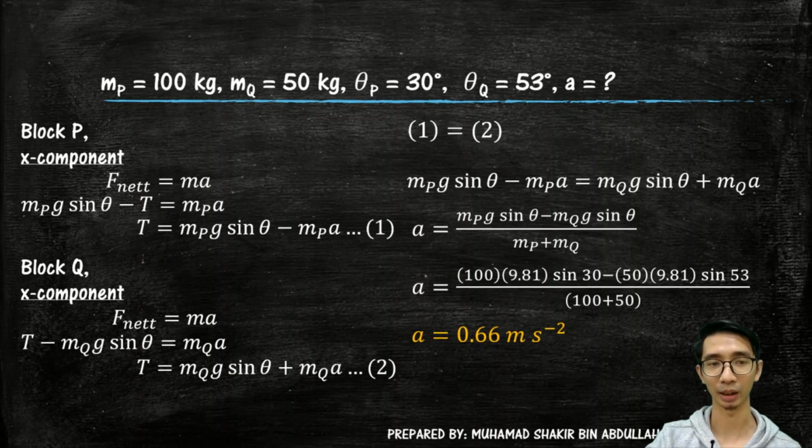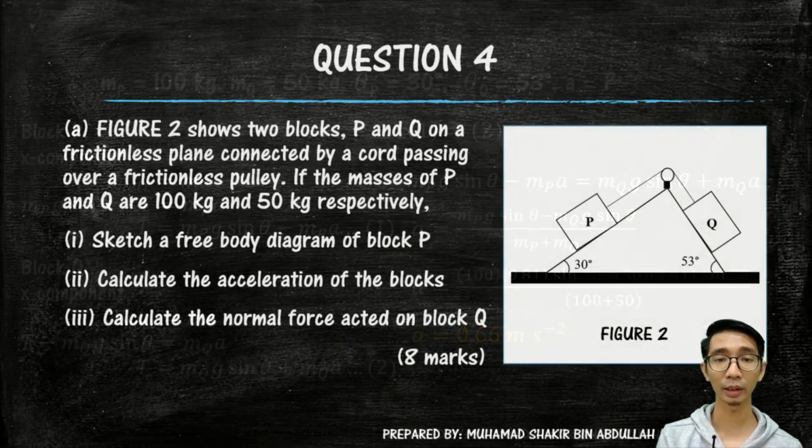Okay, very simple. You must be careful with these equations. First, make sure your free body diagram is 100% correct. Then second, you need to have your equation correct. Then you just have your mathematics and use your calculator. So you have 0.66 meter per second square. So that's it. And then proceed.